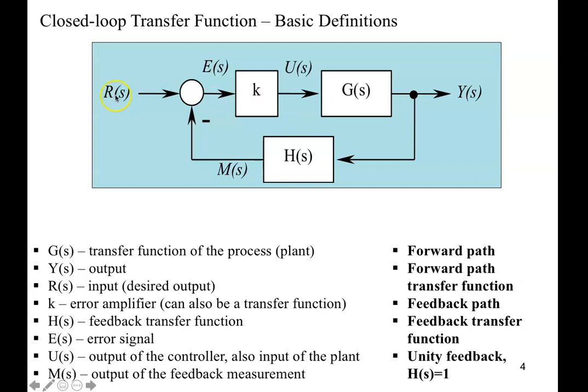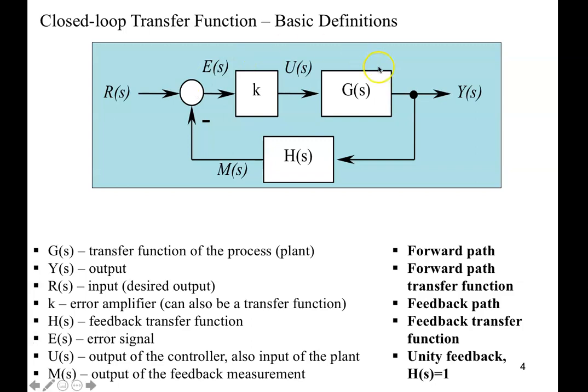However, if you look at between RS and ES, there's no block there. So the forward path for that would be simply 1 because there's no block there. Okay, that's the forward path.